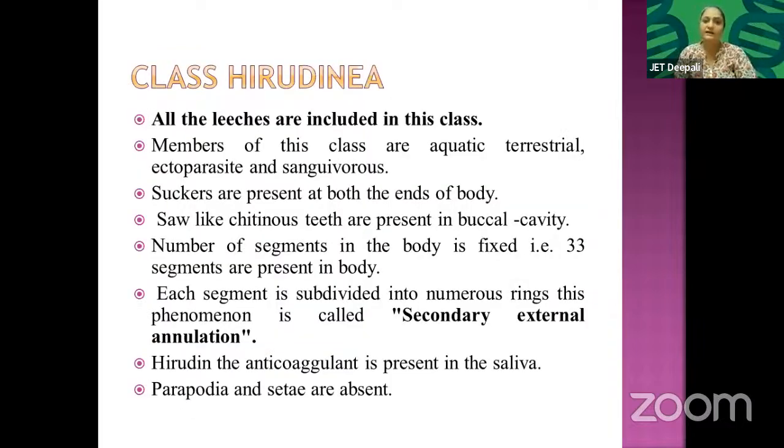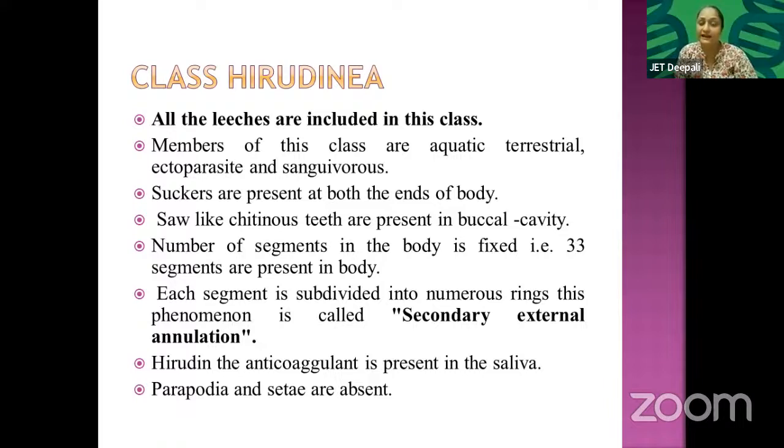Okay. Class Hirudinea. Now coming to the next class, Hirudinea. This is the class of leeches. Do you know leeches? Have you heard about leeches? Leeches are blood-sucking worms, mostly found in water, or in marshy land, brackish water, places with lots of greenery. They are normally found in moist places.